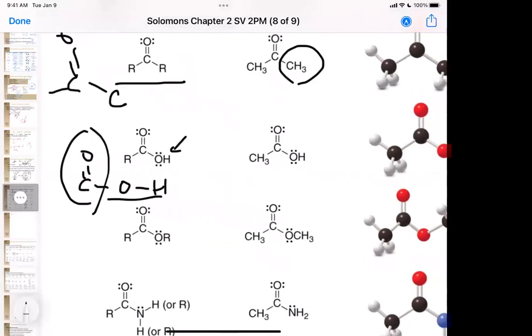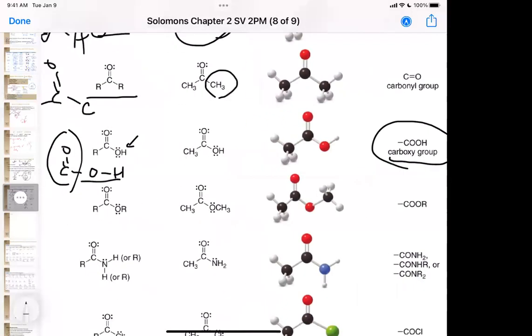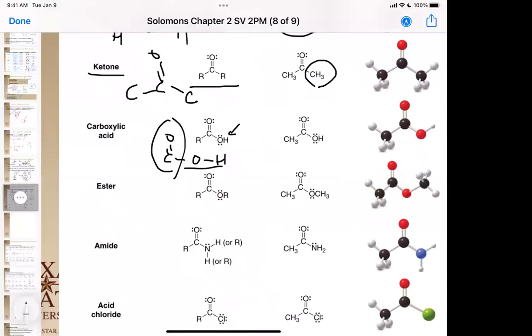Okay, so the carboxyl group as a whole is our functional group: C double bond O, COH. That is the carboxylic acid group. Now let's take the hydrogen off. Just like when we went from alcohols to ethers, we're going to go with a carbonyl bonded to an oxygen, bonded to another carbon. So see how it's changed.